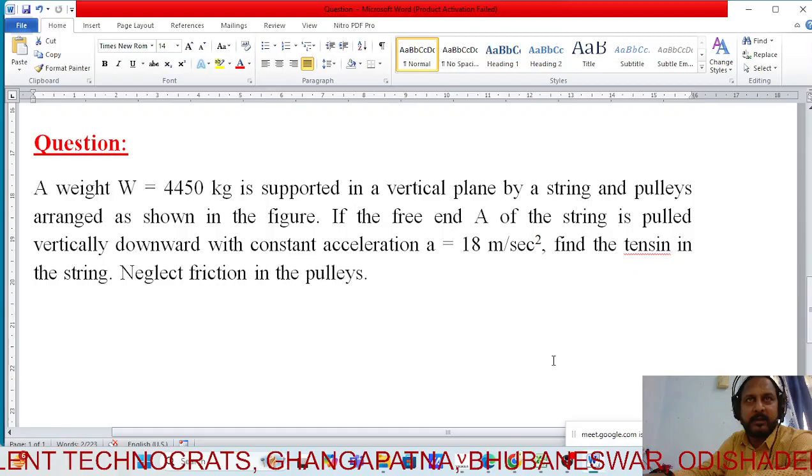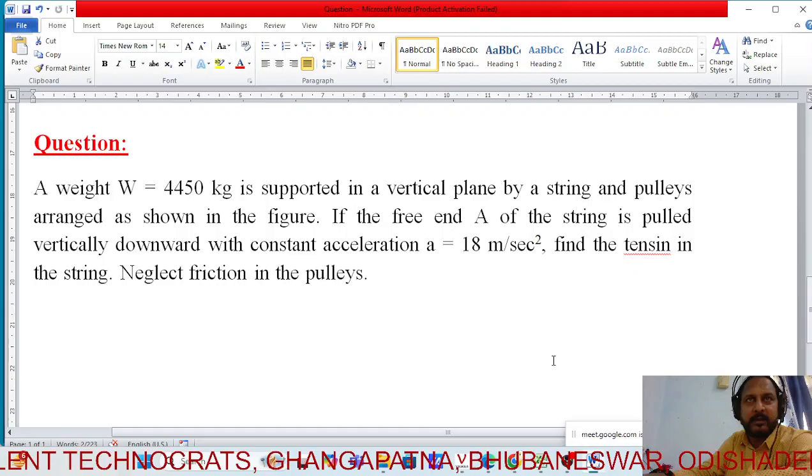The question is given here. The free end A of the string is pulled vertically downward. In which direction are you pulling this? In the downward direction. With how much acceleration? With an acceleration a, which is also given to you: 18 meter per second square. So you have to find out what is the tension T in the string. This is a very easy question.